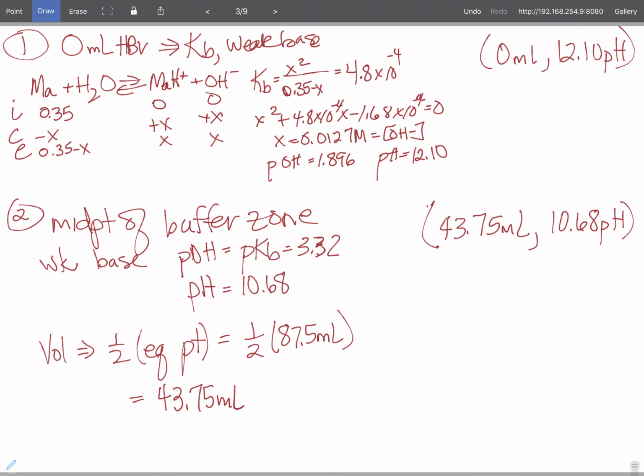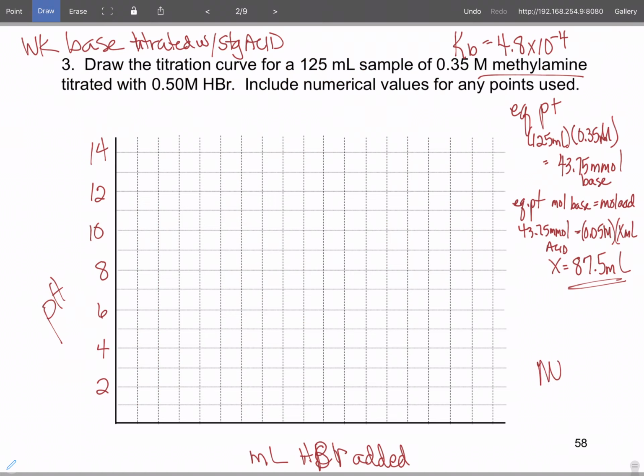So if we were to graph that, again we have the methyl red indicator. What we would do is graph our first point as 0 milliliters added and 12.10. So 12.10 is about right here. So we'd have 0 milliliters and 12.10 pH. Our second point comes at 43.75. Oh, that means I've got to go down here and do this.